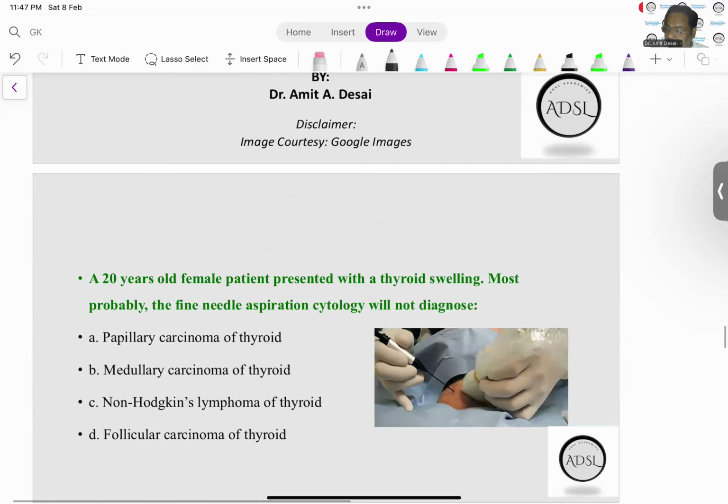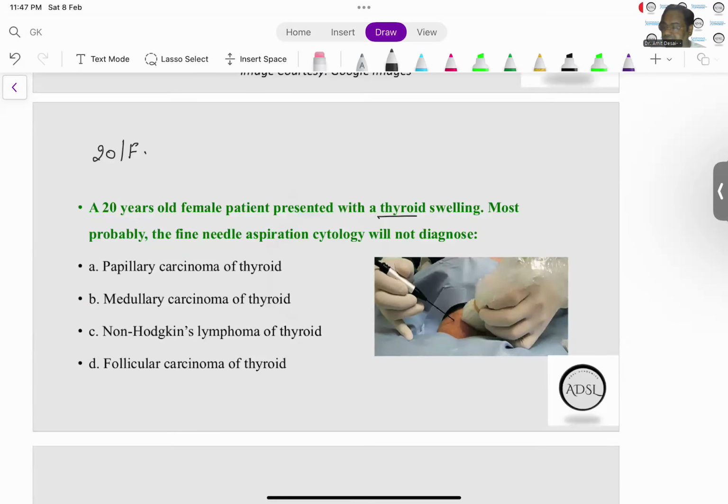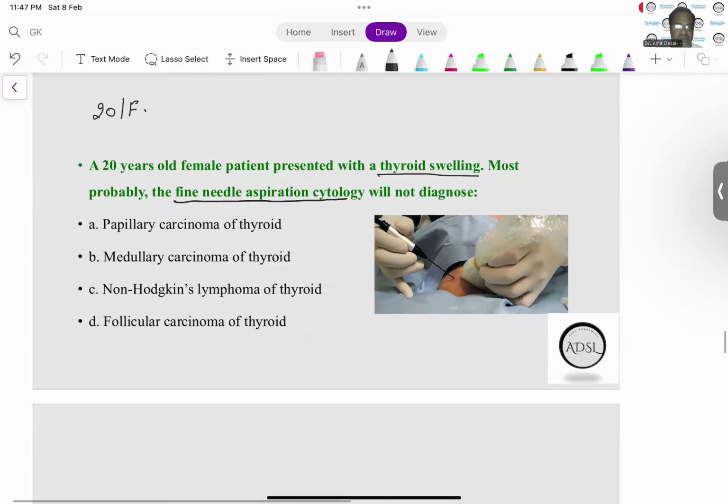Now, a 20-year-old female presented to you with a thyroid swelling. Now, you did a fine needle aspiration cytology. And what is it that it will not be able to diagnose? We want to know which of these cancers cannot be diagnosed by a fine needle aspiration cytology.